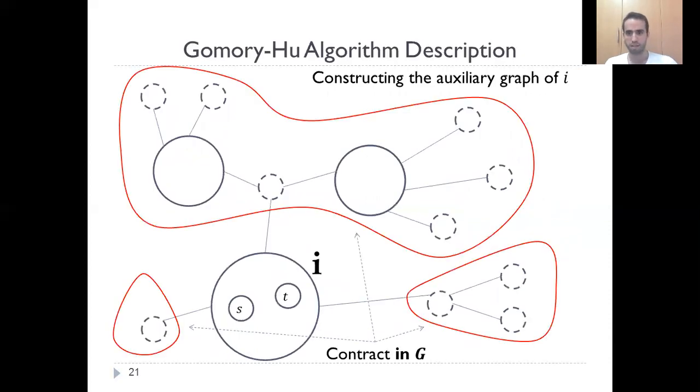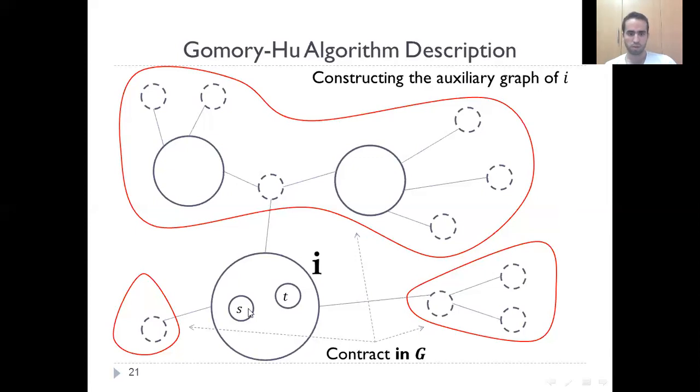Now the second process is the way we split. How do we split every supernode, and how do we reconnect the adjacent subtrees? Well, we pick a supernode I, and then we construct an auxiliary graph from G. We use the information from the tree in order to construct it. How do we do that? For every subtree that is adjacent to I, we consider all of the nodes in this subtree and we contract them in G. In this case, we will have 3 contracted nodes. And this is the auxiliary graph of I.